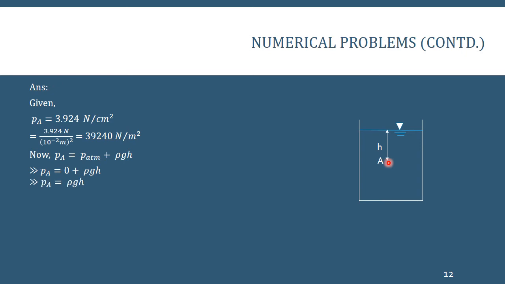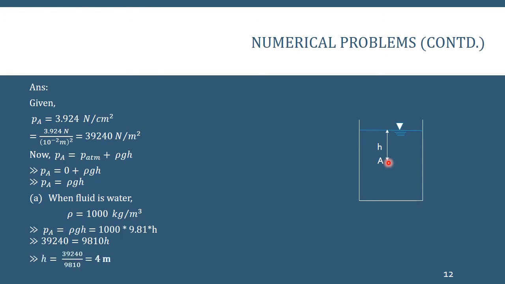Now we have been given two cases. What happens if the point A is below water, and what happens if it is under oil? So we'll take the first subdivision, when the fluid is water. When the fluid is water, density is 1000 kilogram per meter cube. So PA is known to us, density is known to us, h can be calculated, and h comes to 4 meter. That is, if the point A is at a depth of 4 meter below the free surface of water, the pressure at A is going to be 3.924 Newton per centimeter squared, and that is the question.